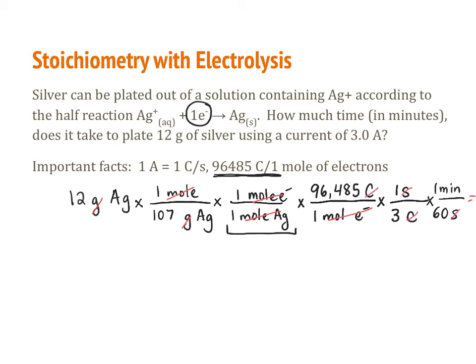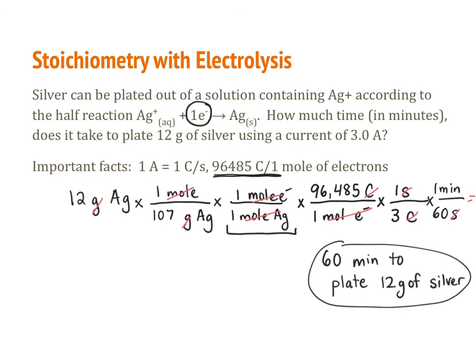So I'm going to pause and calculate this. I found after doing all the multiplication and division in this factor label method that it will take 60 minutes to plate 12 grams of silver. So if we were in for 120 minutes, then this process would plate 24 grams of silver.